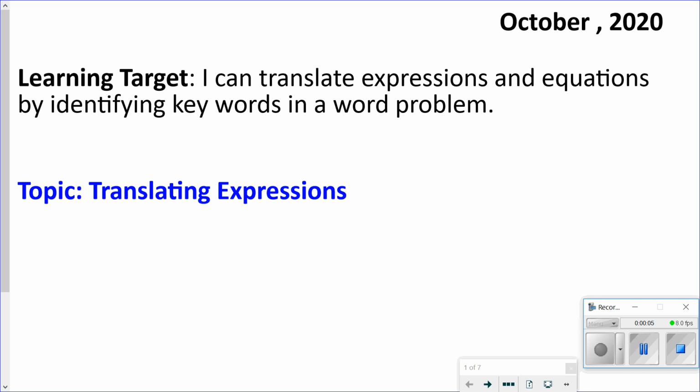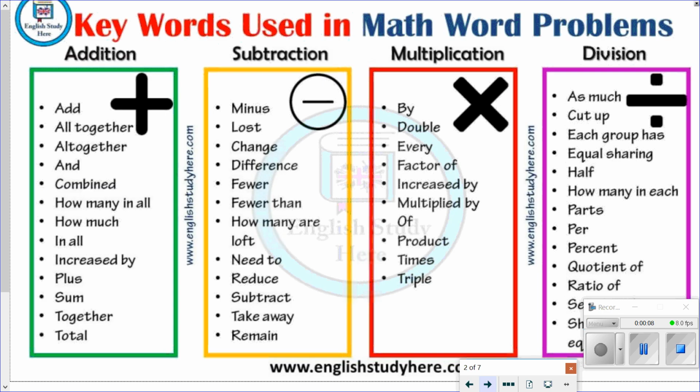Everyone, today we're going to be working on translating expressions. So first we want to look at some keywords used in math word problems. These keywords are going to help us to be able to write these expressions. So when we're writing expressions for addition, we want to look for some of these keywords in the word problem. Some are add, altogether, and combined, how many in all, how much, in all, increased by, plus, sum, together, and total.